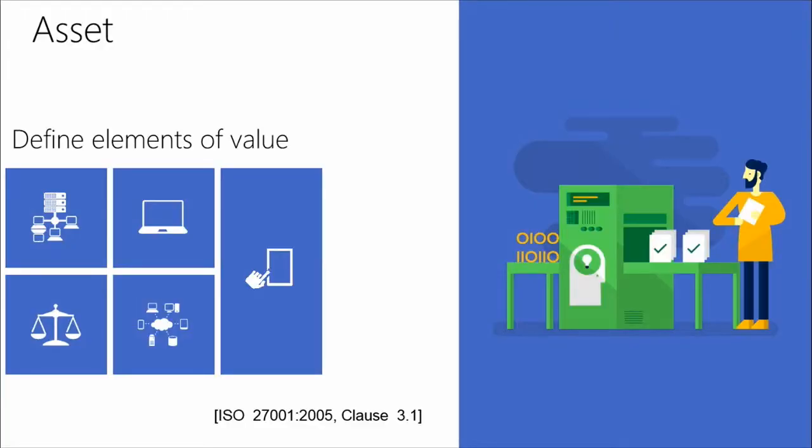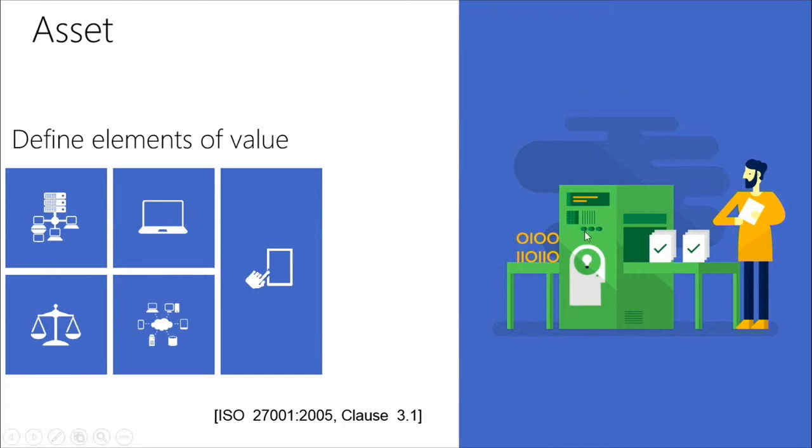identify our assets. What is an asset again? An asset is defined as an element of value. It could be your computer, hardware, software, your most favorite book, could be anything.